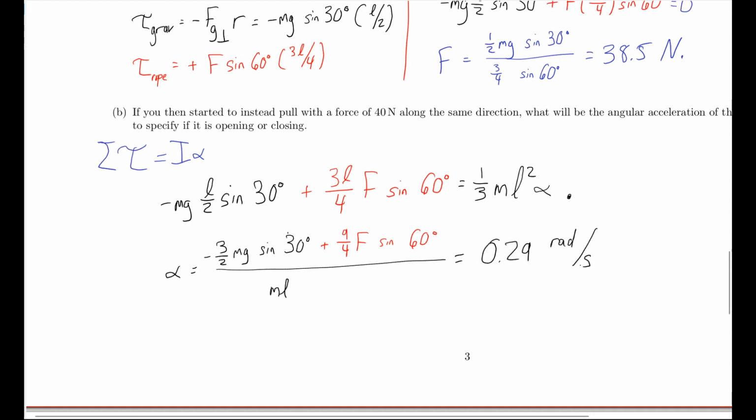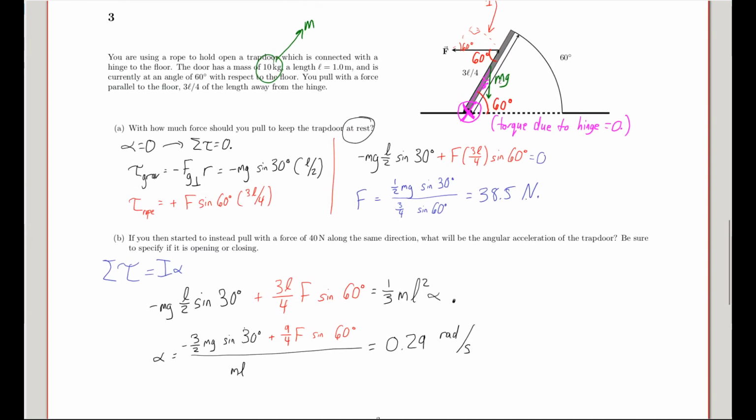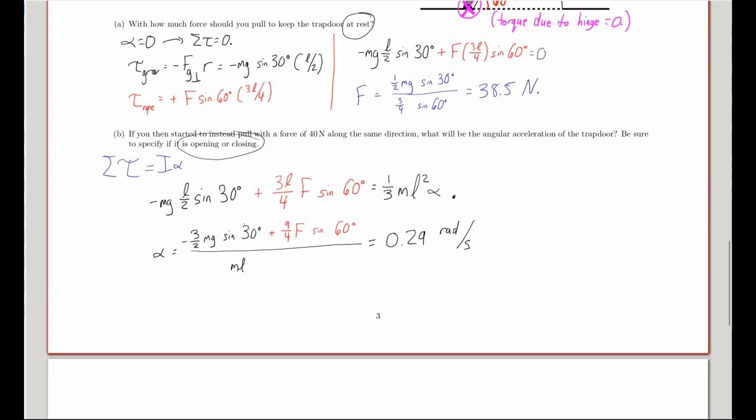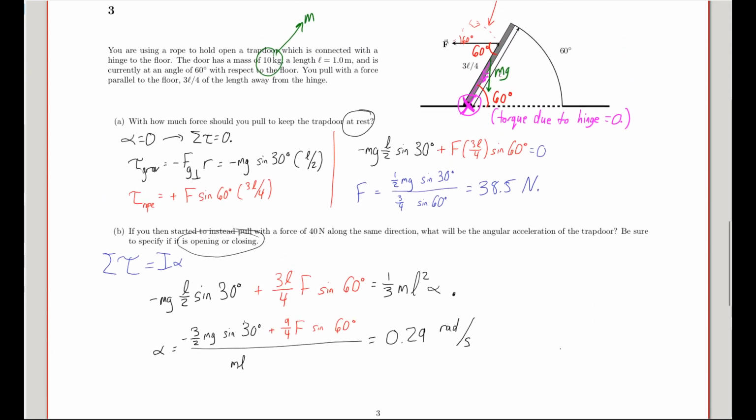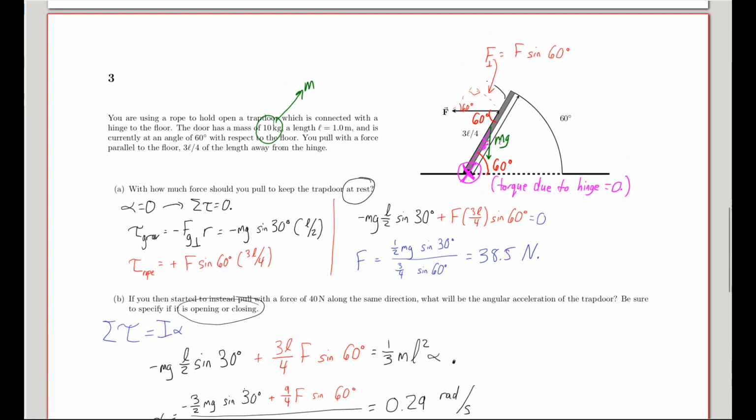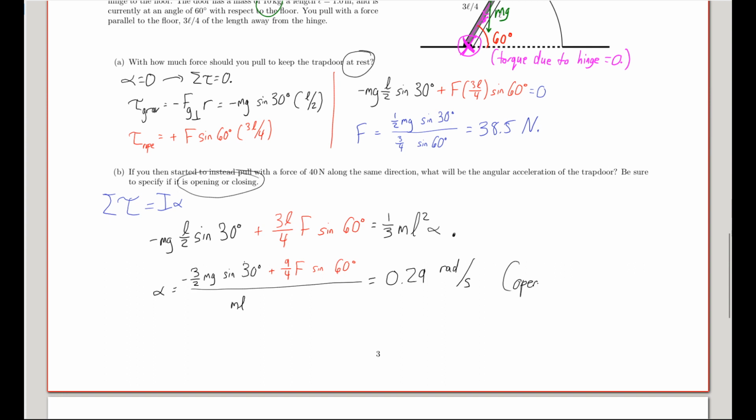radians per second squared. And that's pretty slow, right? But that's kind of what you expect because we're pulling with 40 newtons, but the force required to keep it balanced was 38.5 newtons. So it's almost balanced. And we're supposed to figure out whether it's opening or closing. So here this is a positive value, which means it's going counterclockwise, which is what we expect if we pull a little bit harder than the balancing value. So this is opening counterclockwise. So that was Wednesday's recitation.